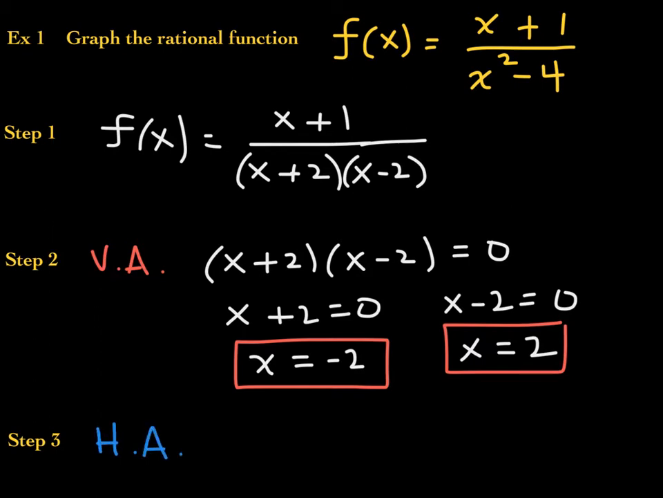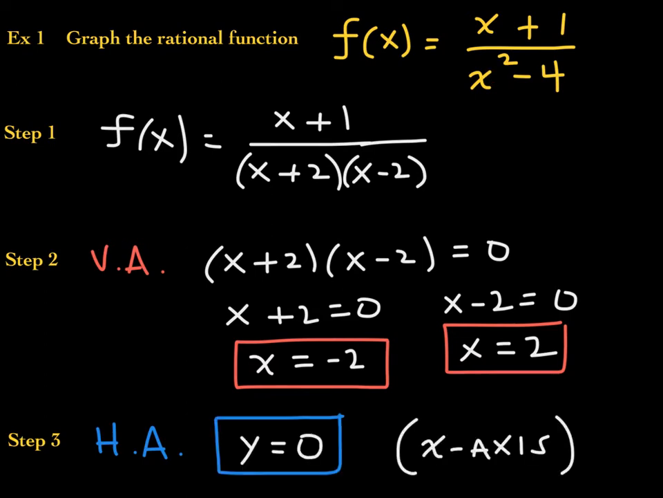Okay, this is my abbreviation for horizontal asymptote. And because the degree of the numerator is less than the degree of the denominator, I know the horizontal asymptote will be y equal to 0. Okay, so basically the x-axis is our horizontal asymptote.